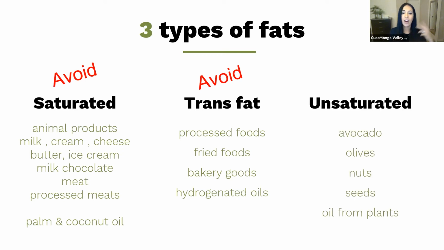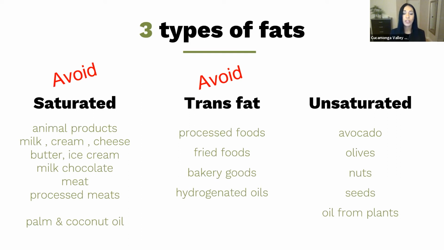Next, we have unsaturated fats. Now, these fats are considered the healthy fats, and they come from plants. So that's going to be things like avocado, olives, nuts and seeds, and plant oils. So olive oil, peanut oil, avocado oil, that's all going to be an unsaturated fat.